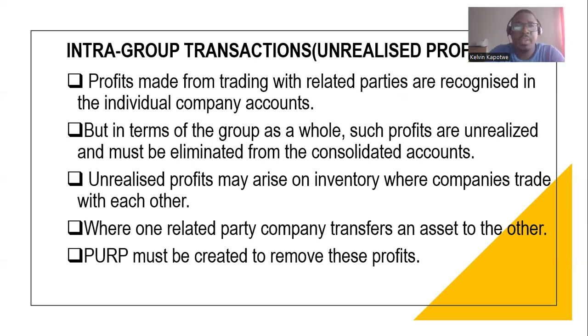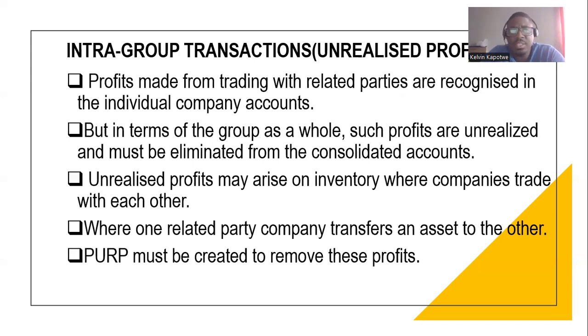Okay, yeah. So you have to cancel that. So that's what we need to do. So now, how do we go about doing this? We are saying unrealized profit may arise in inventory where companies may trade with each other. We explained that. Okay. So how do we do that?